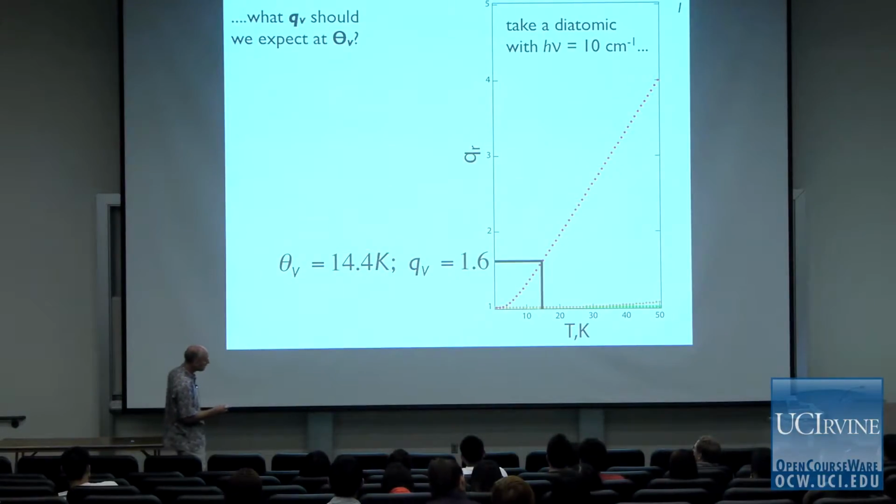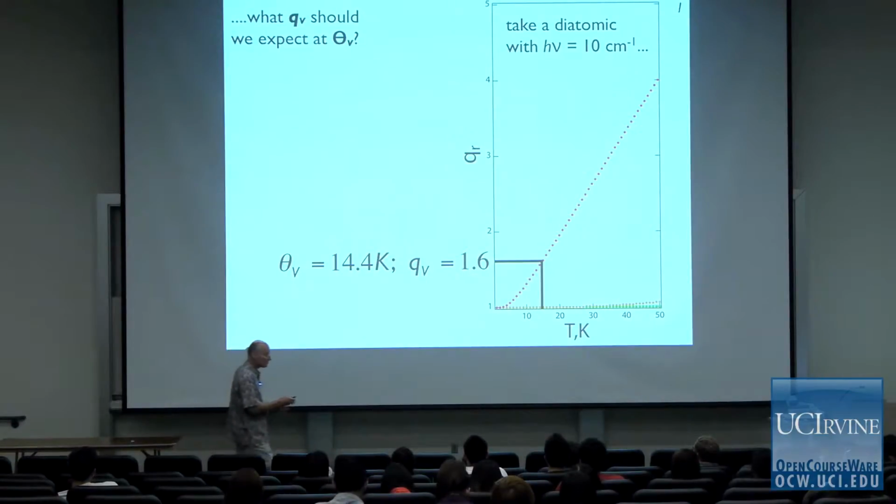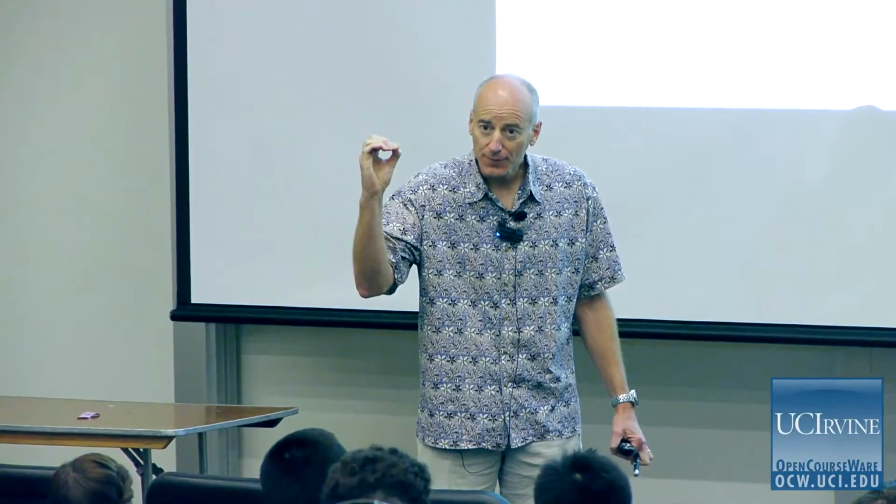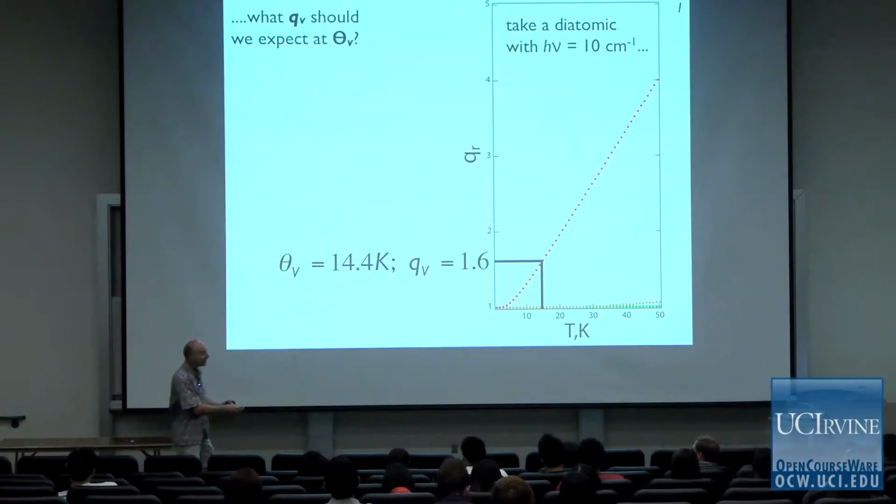And so if I look at this plot and I go to 14 degrees Kelvin and I follow it up to this red line here, I find out that Q at 14 degrees Kelvin is 1.6. So if we're right at the vibrational temperature, if the temperature of the environment is the vibrational temperature, we're going to expect the partition function to be 1.6.